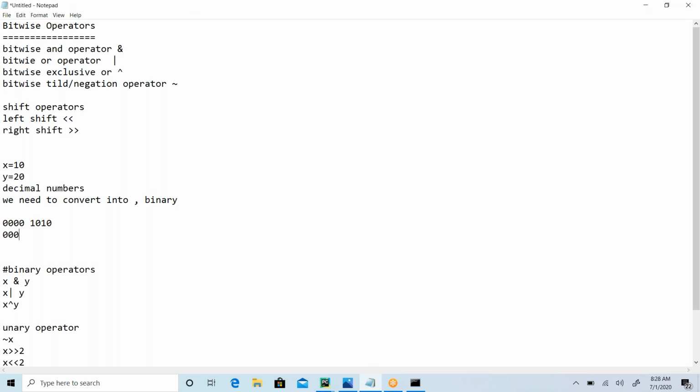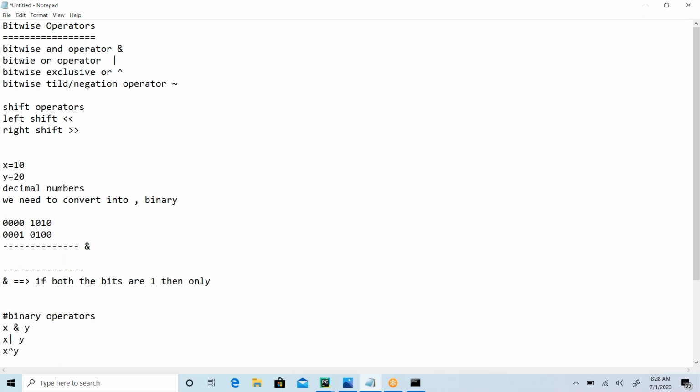Now the values are 01010 and 10100. These are the 2 bit patterns, right? Now we are going to apply the AND operation on this. How is the AND operation calculated? In the AND operation, only if both the bits are 1 will the result be 1, otherwise it will be 0. Correct?